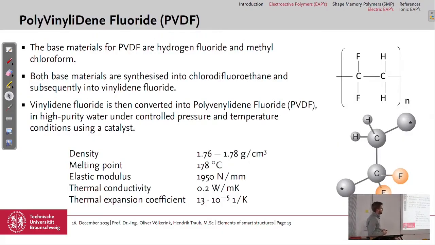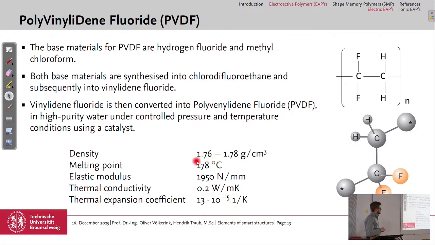So how does PVDF look like? It's made from the base materials hydrogen fluoride and methyl chloroform, and they are synthesized into chlorodifluormethane and subsequently into vinylidene fluoride. So this is the monomer, which looks like this. So 2 carbon atoms, 2 fluor atoms, 2 hydrogen atoms, and then you build a chain out of this to get the polymer. And this is done in high purity water under controlled pressure and temperature using a catalyst.